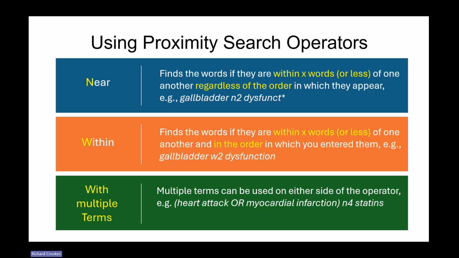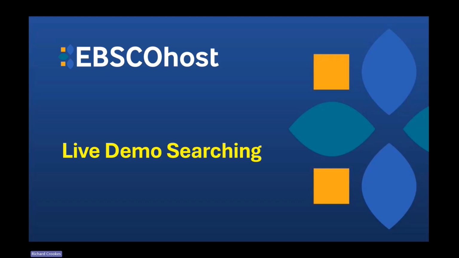Now, multiple terms can also be used on either side of the operator. So for example, with heart attack or myocardial infarction, N4 statins means you are finding or retrieving records where heart attack or myocardial infarction appear near 4 words or less of statins, and statins appears near 4 words or less of heart attack or myocardial infarction. Okay, so it's broader. Again, use the near operator. So again, just an overview, a reminder of what's available there, and then we'll move on to the live demonstration.